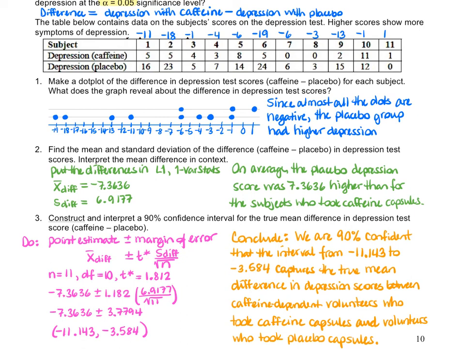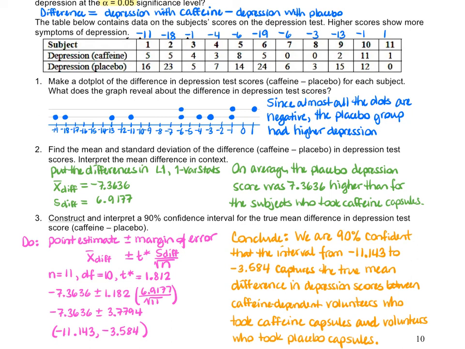The next part says construct and interpret a 90% confidence interval for the true mean difference in depression test score. So our do, I know, feels very familiar to you by now. Point estimate plus or minus margin of error. We use the general formula. We plug everything in, including the correct t-star, which we found for 90% and degrees of freedom 10. And we ended up with a confidence interval that is negative to negative. Remember what that means. If we were asked, is there evidence of a difference, then we would have to say yes.